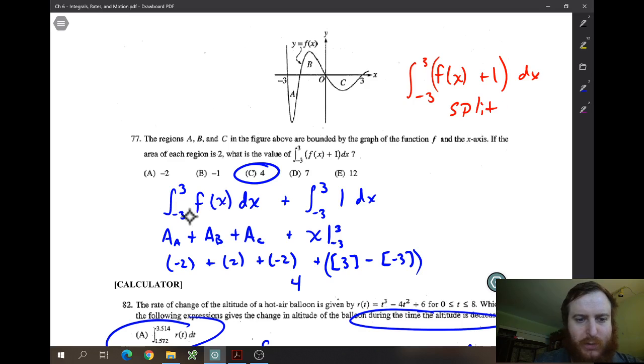So that's what we did here: we split it into the integral from negative 3 to 3 of f of x and the integral from negative 3 to 3 of 1. That's where I'm splitting it. So the integral of 1 becomes x. Then we plug in 3 and negative 3, and we get 3 minus negative 3, a value of 6. Then the other integral is the area under the curve from negative 3 to 3. That's negative 2 plus 2 is 0, minus 2 is negative 2. So negative 2 plus 6 is 4.